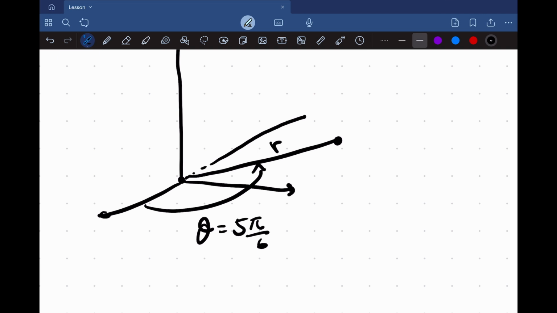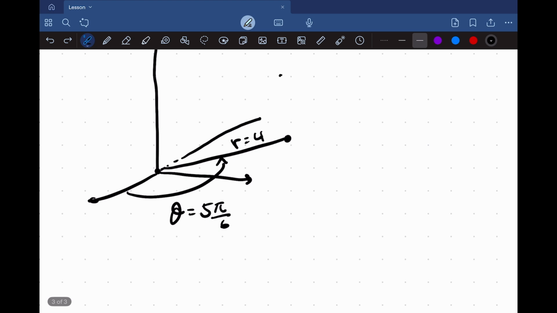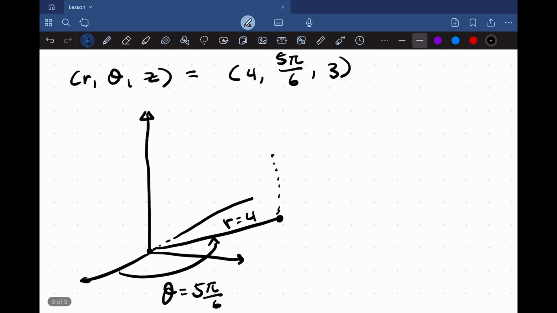And r equals 4. This distance is equal to 4. And for z, we bring this point up a certain distance. We define z equals 3. And this is where point P lies.